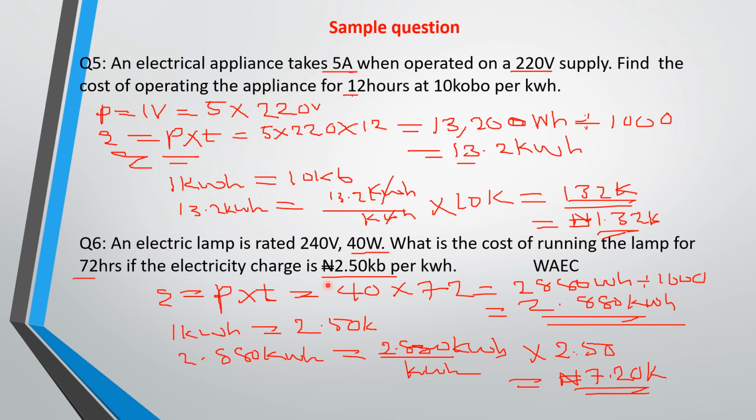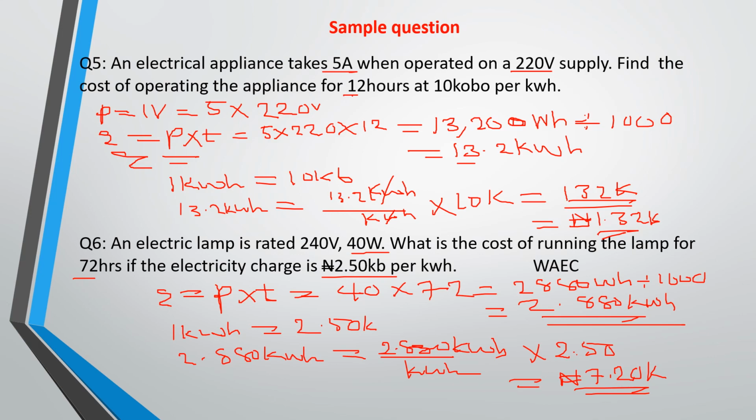So if you look at these two questions now, you see that first of all you calculate the energy consumed, which is power times time. So in case you are not given power, you calculate it, but here you were given the power, so you don't need to use this voltage again. You just multiply the power times time, which gives you your energy consumption, then do your calculation to get the cost of the energy that you consume. Okay, so I hope this one is clear for you too.